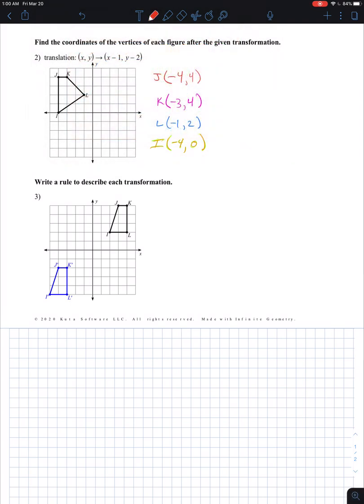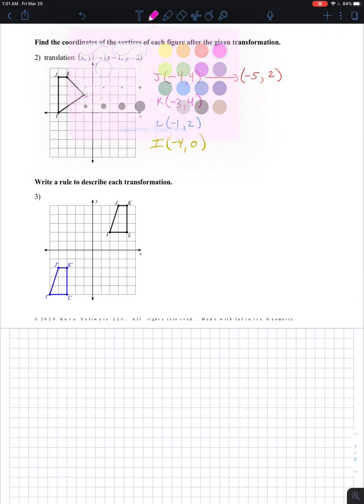And then all we have to do is take the translation, right? So here's the translation. The translation says what? Take whatever we have in the horizontal position and lose 1. So that would be -5. And then it says take the vertical position 4 and lose 2. So we're at 2.